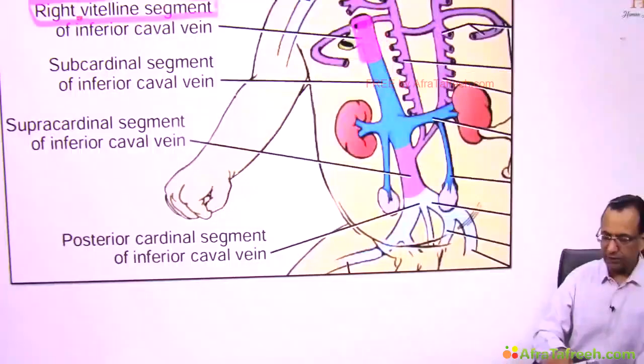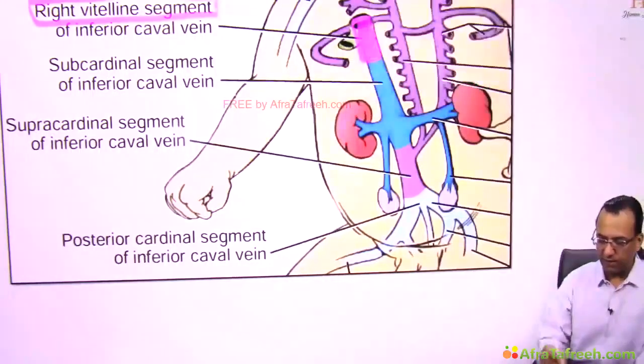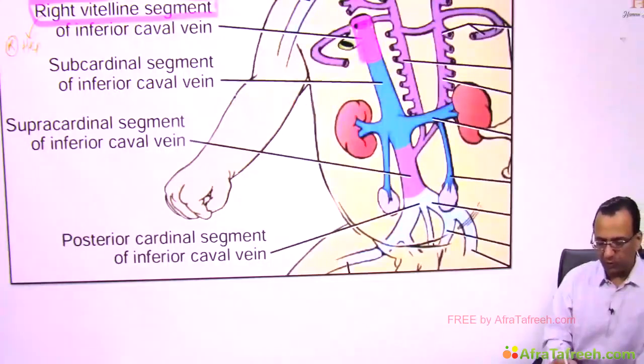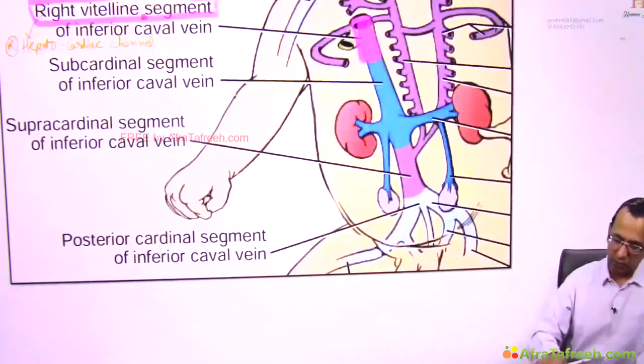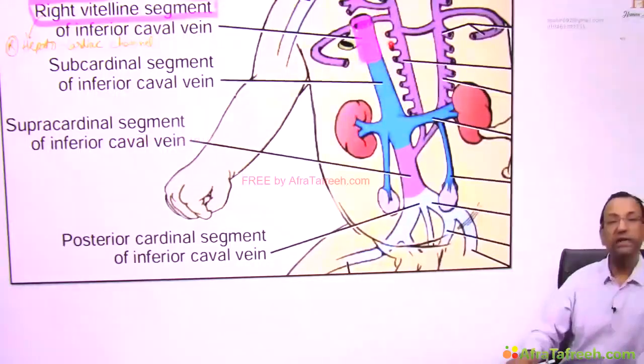Actually, the right-sided vitelline vein is going to give us what is called the right-sided hepatocardiac channel. As the name suggests, it will drain the liver towards the heart. That is the job of the inferior vena cava. So this right hepatocardiac channel is contributed chiefly by the right-sided vitelline vein, and that is going to form the hepatic portion of the inferior vena cava.